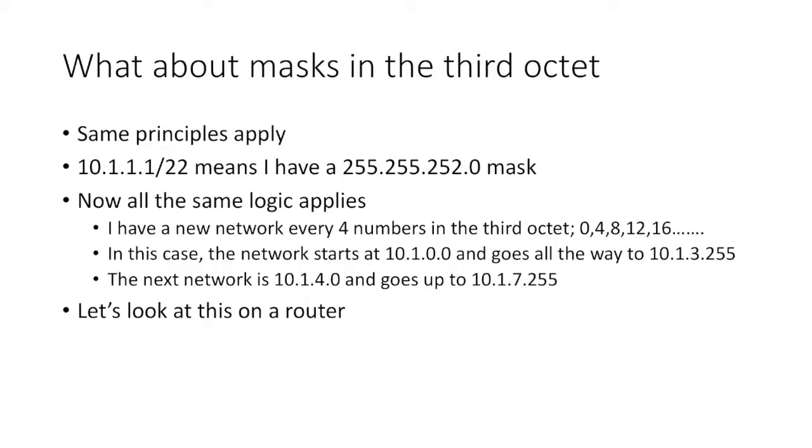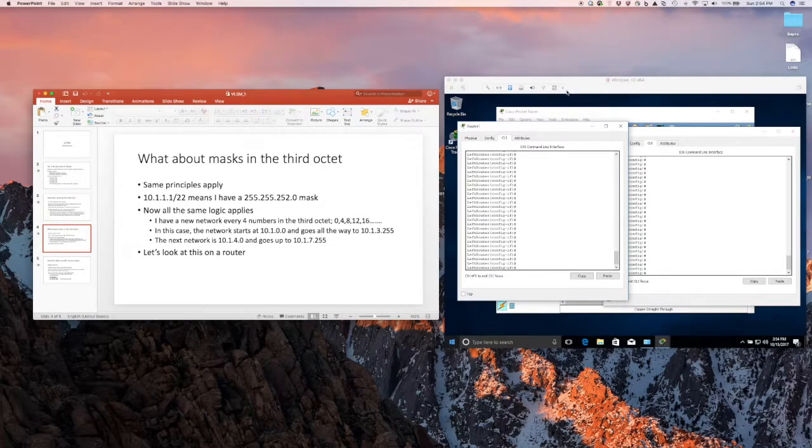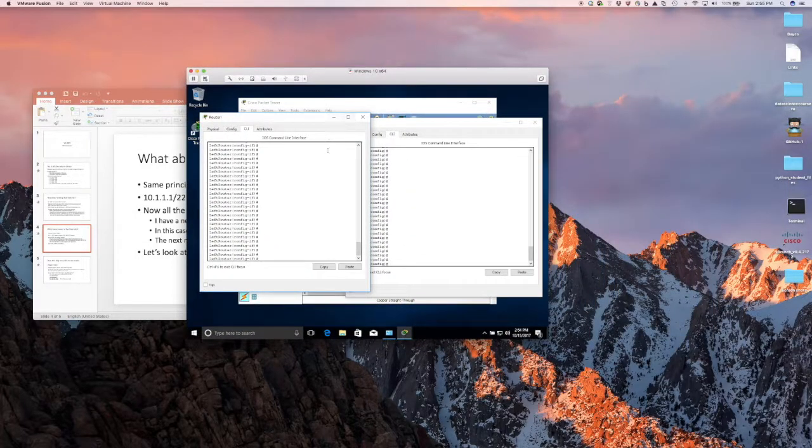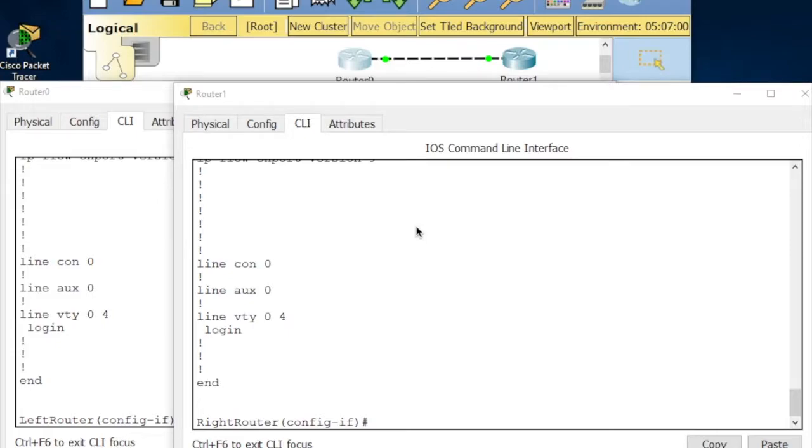Let's look at how this could help us on a router. So now we have a simple setup in Packet Tracer to explore some of this network masking stuff. So what I've got is a left router and a right router.